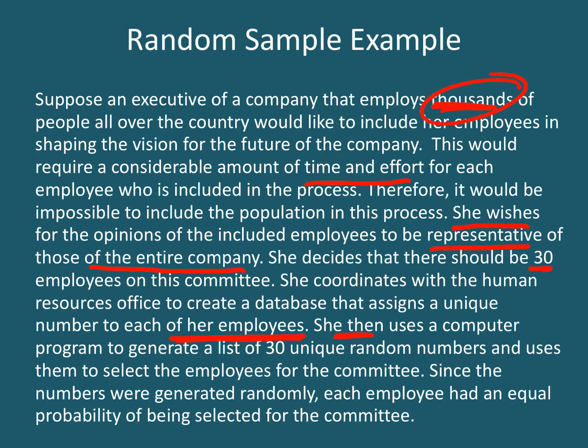Then she uses a computer, which we'll show you later, some sort of computer program, to generate a list of 30 unique random numbers and uses those numbers to select the employees for the committee. Since the numbers were generated randomly, each employee certainly had an equal probability of being selected for the committee. This is an example of a random sample.